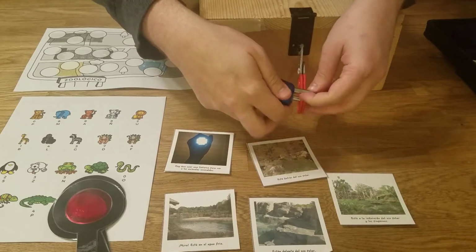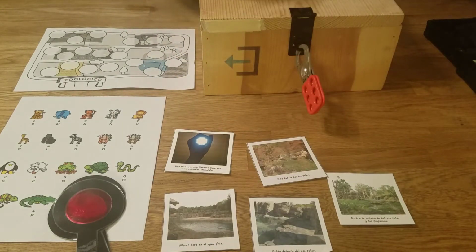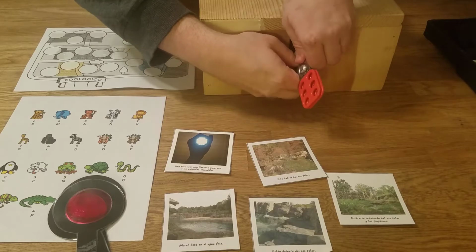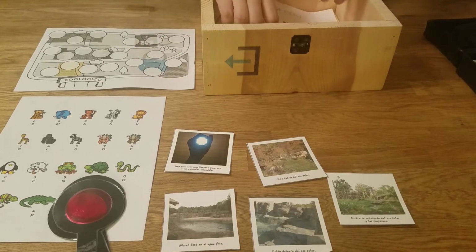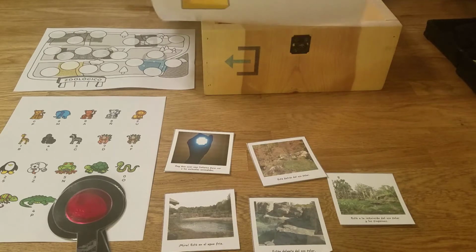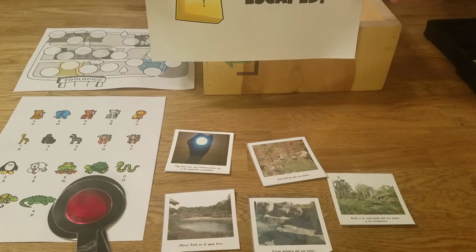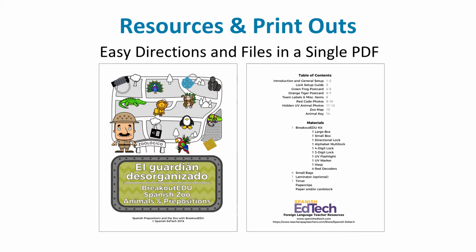After that, the hasp is cleared to be taken off, and students can open it up and discover the prize that is inside or the simple note that you leave them at the beginning. Once again, all files and materials are available in a single PDF file, and simple step-by-step directions are included to walk you through the setup and completion of the Breakout EDU box.